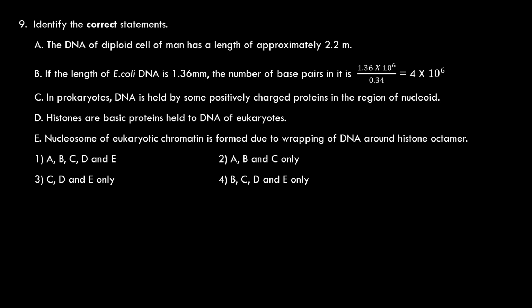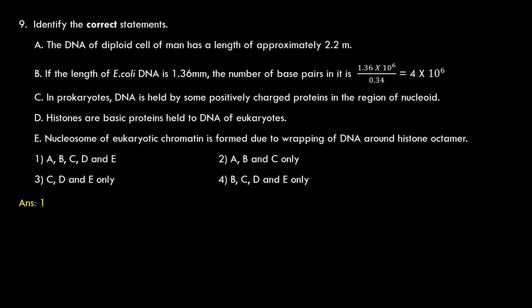This is also correct. Nucleosome of eukaryotic chromatin is formed due to wrapping of DNA around histone octamer. Yes. Each nucleosome has got a core of histones, eight histone molecules belonging to four types: H2A, H2B, H3, and H4, each one two copies. And those core histones are wrapped by DNA almost twice to form a nucleosome. So E is also correct. A, B, C, D, E are correct. First option is the correct one.